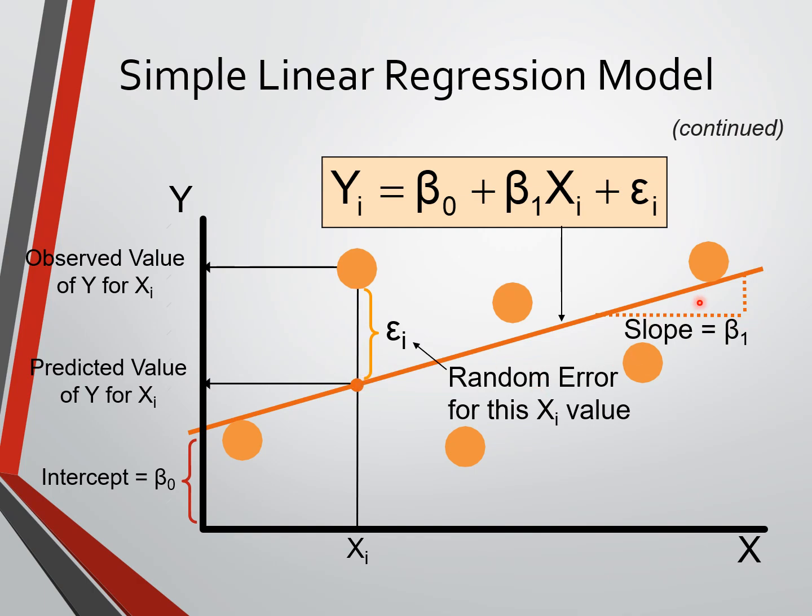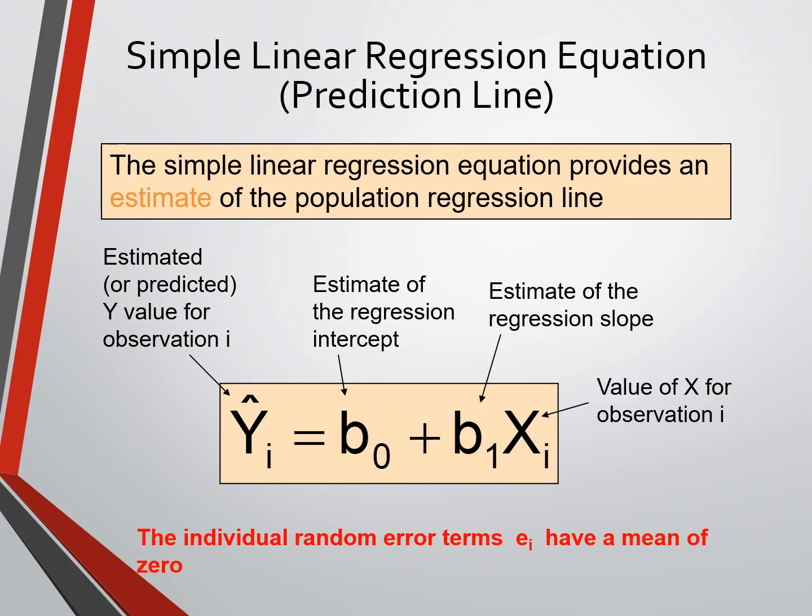And this indicates the slope of the line. The same thing I have explained in the formula, now from the graph.